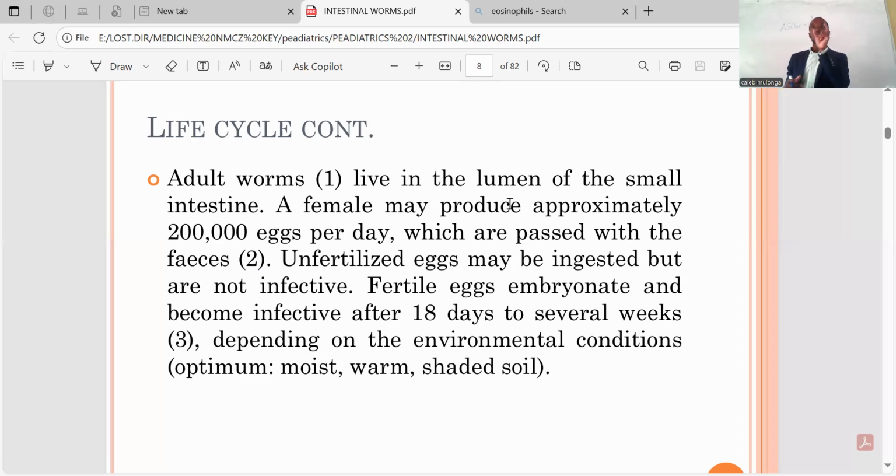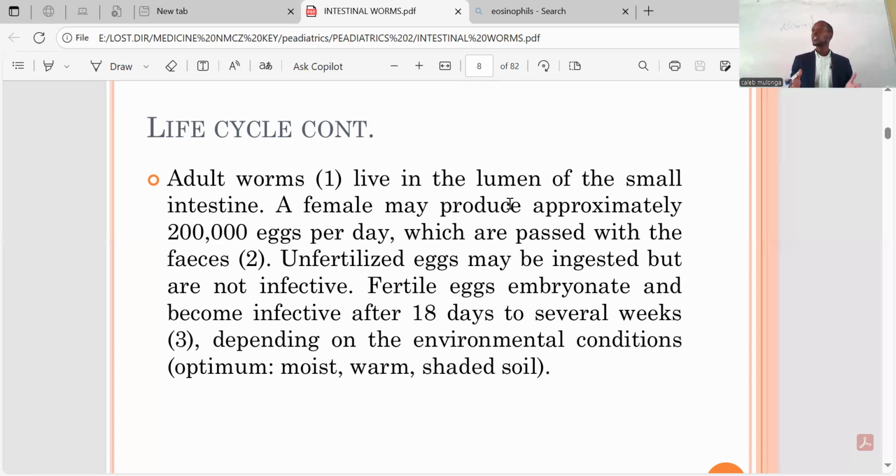Then the other thing is the fertilized eggs embryonate and become infective after 18 days. Remember we said the eggs that have been produced and released in the fecal matter are fertilized eggs and unfertilized eggs. We are saying these unfertilized eggs, when ingested, may not cause infection. Then we go to the fertilized eggs. These fertilized eggs will embryonate and become infective, meaning they can cause infection after 18 days to several weeks, depending on the environmental conditions.